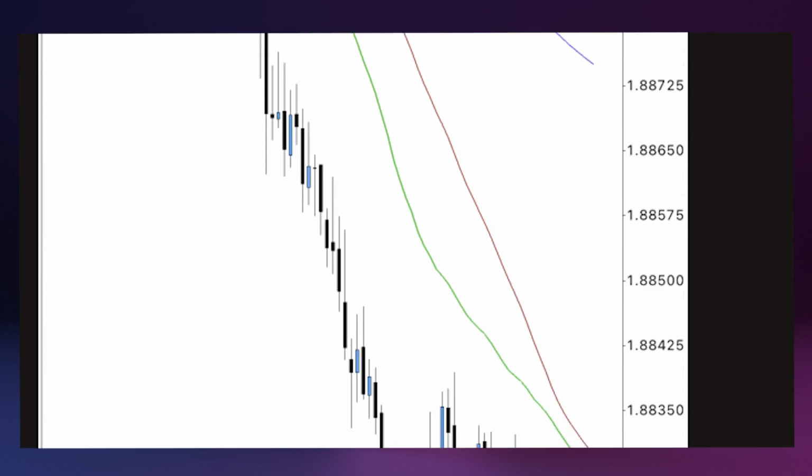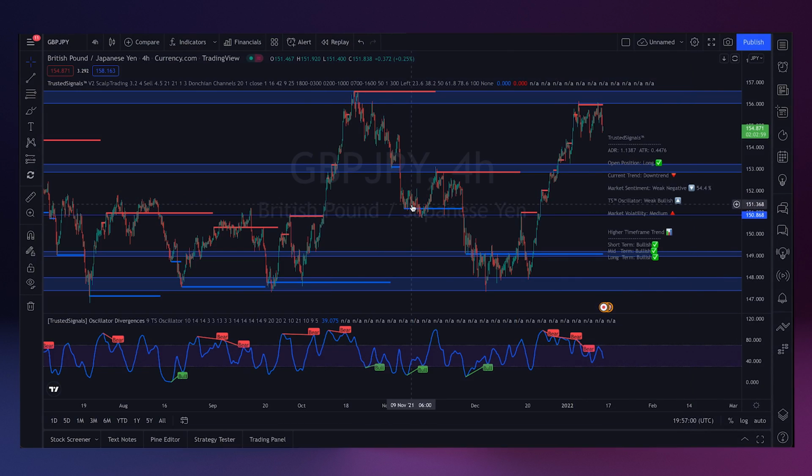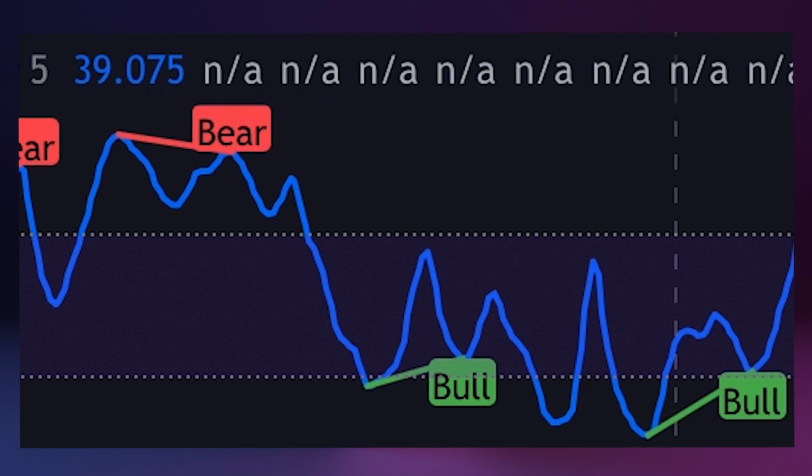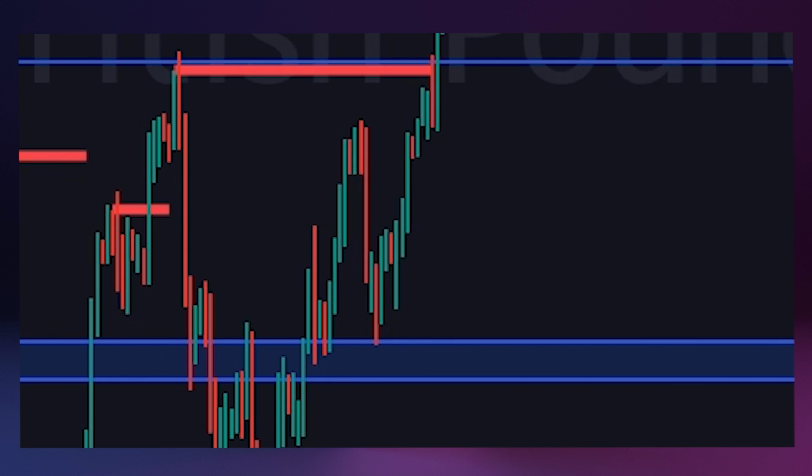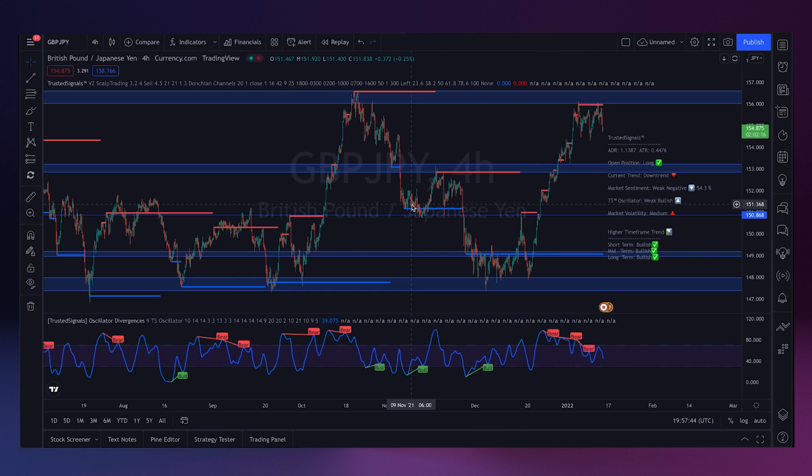Let's go ahead and dive into this, and we're going to use GJ as an example. You could use this strategy with only using the auto oscillator Divergence and support and resistance within the Trusted Signals main indicator. This is something that you don't necessarily need the signals for, but having that extra confirmation is going to give you the upper hand. But in this example, we're just going to use support and resistance and the oscillator Divergence.